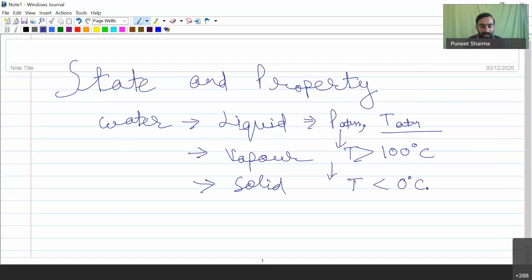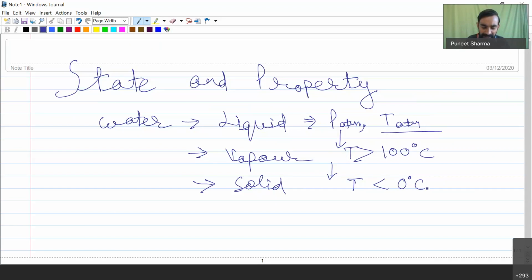So from this example, we can see that when we change the condition of pressure and temperature, the phase of the substance changes. Phase represents some homogeneous quantity. For example, in solid, water has one structure, in vapor a different structure, and in liquid a different structure, but within the entire solid you will find entire homogeneity.